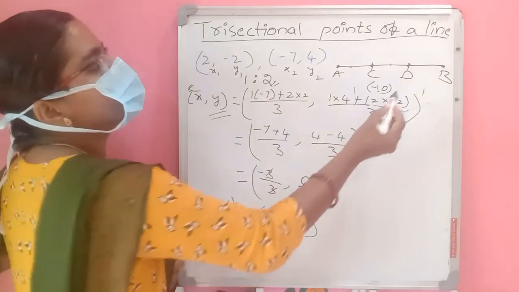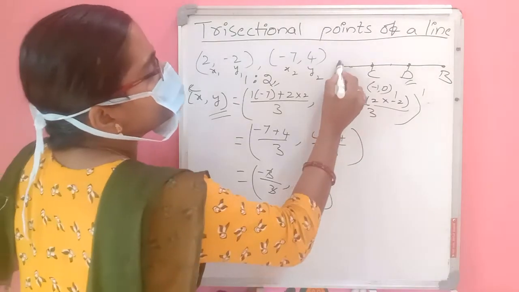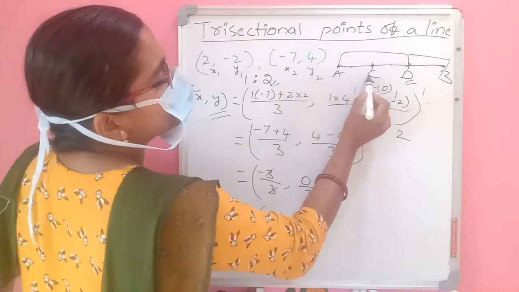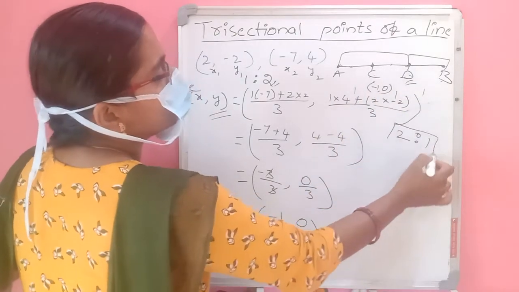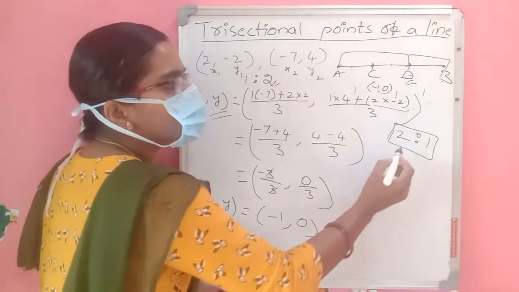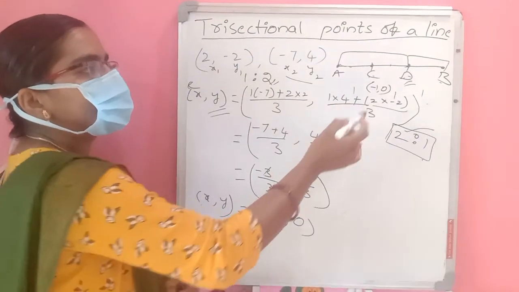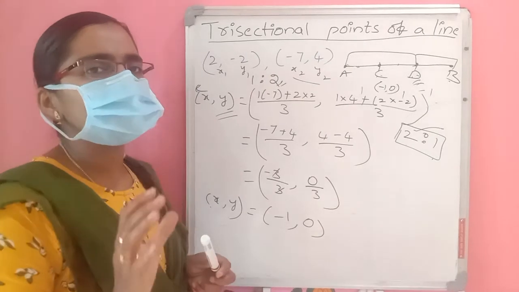And next, the coordinates of D. How can we find D? AD is to DB: AD is AC plus CD, which is 2, and DB is 1. So it is a 2 is to 1 ratio. Except for this, if you do the problem with 2 is to 1 instead of 1 is to 2, you will get the point D. Like this we have to find the trisectional points of a line.